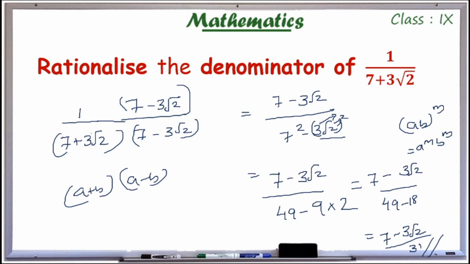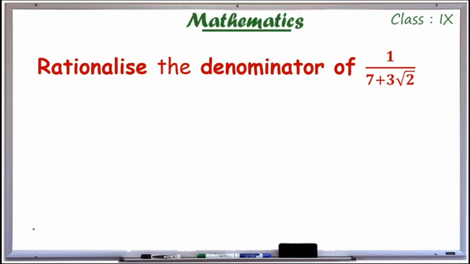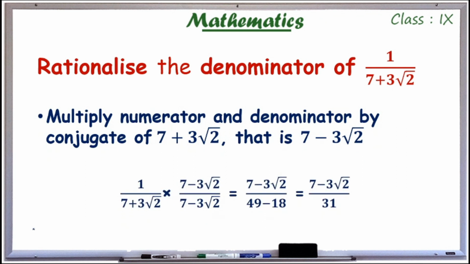Here the denominator will not contain root symbol. So we just rationalized the denominator. So this is the answer. Multiplying the conjugate is the first step. And using identities you can solve this fraction. You can rationalize the denominator.